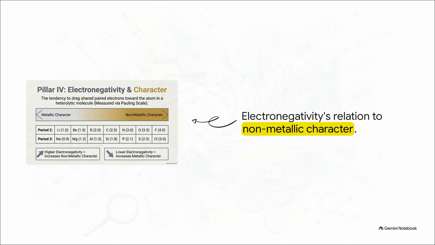And that brings us to our final dashboard dial, pillar 4, electronegativity. Now, this isn't about capturing an isolated electron. This is about an atom's tendency to selfishly hog shared electrons in a bond. Measured on the Pauling scale, electronegativity increases left to right across the periods, peaking at fluorine with a perfect 4.0, and the element's non-metallic character directly increases right along with it. Simply put, the better you are at dragging shared electrons toward yourself, the more non-metallic you are.